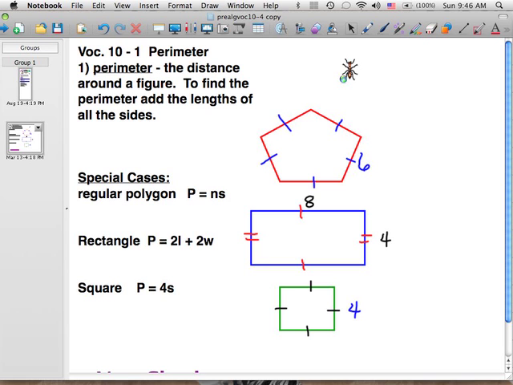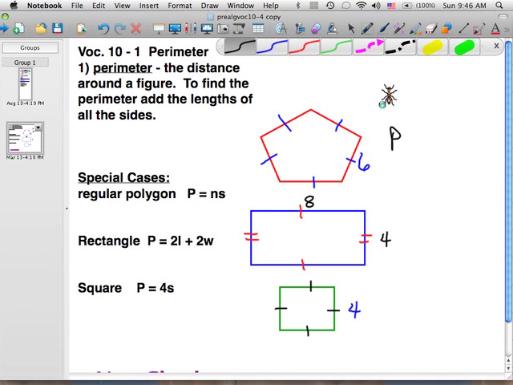In this case here, we have a regular pentagon, and only one side is indicated, 6, because all the rest of the sides are equal. So if we walked around this shape, we would have 5 6s. So our perimeter would be equal to 5, the number of sides, times the length of a side, 6, which would be 30.